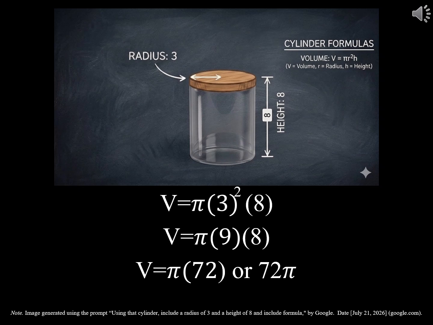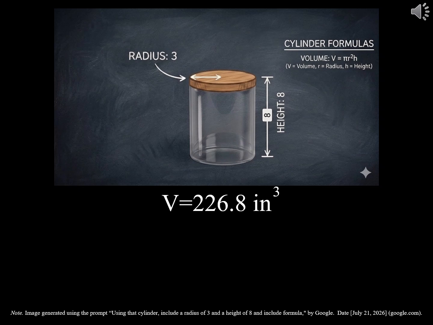So in order to do this cylinder, we're going to have V equals pi times our radius, which is 3, which we square, times our height, which is 8. Let's simplify that. So we've got V equals pi times 9 times 8. And we're going to simplify that even more to V equals pi times 72. Or, because it's multiplication, we can write that just as 72 pi.